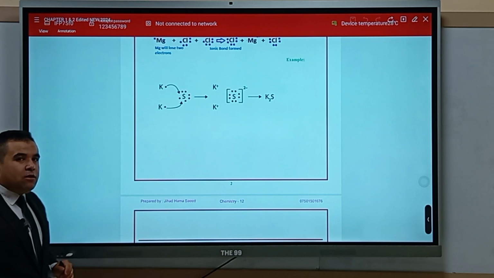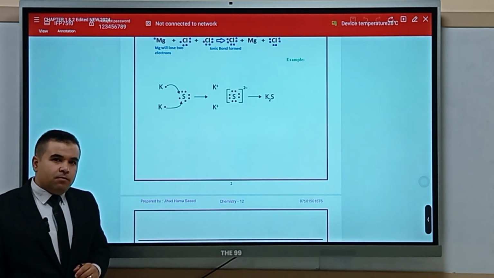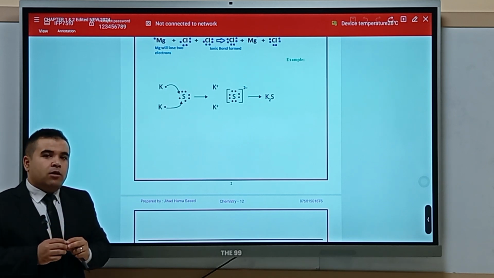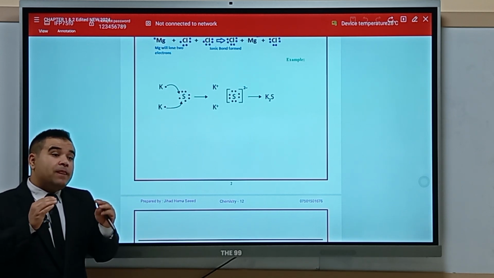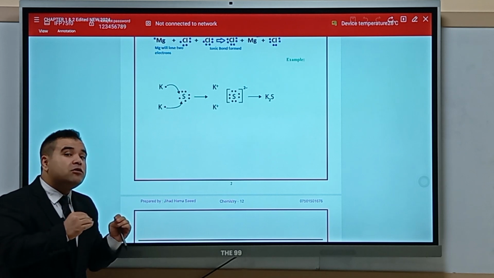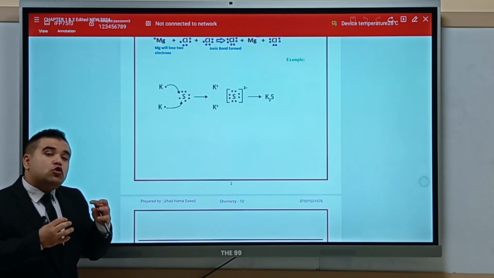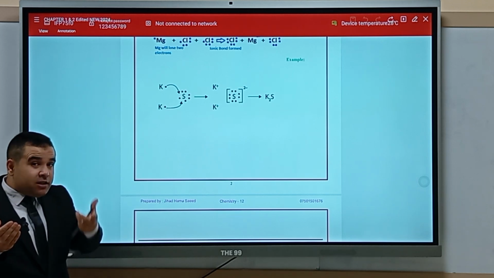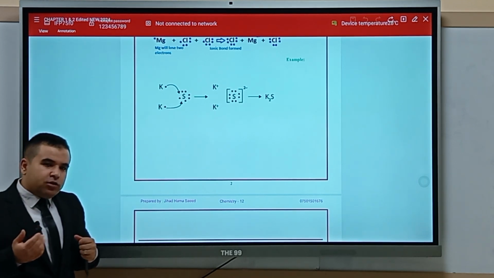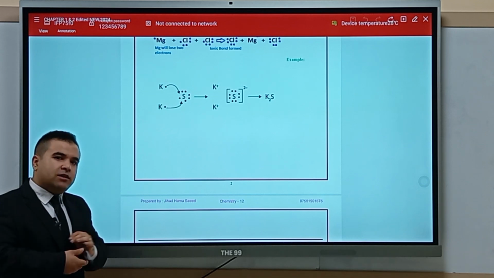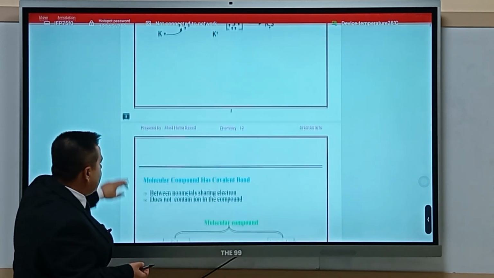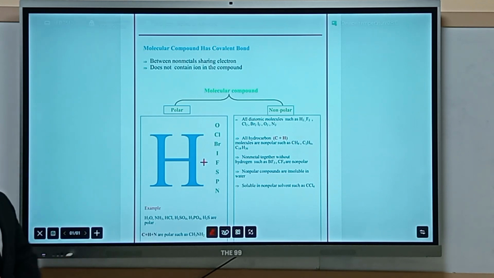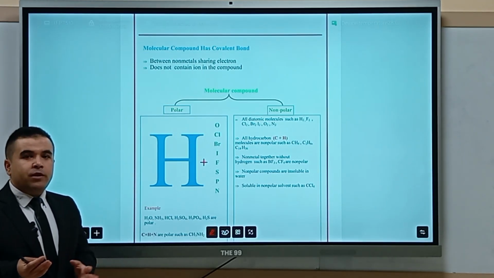And keep in mind, guys, for the ionic compounds, the main condition is what? There should be a bond between metal and non-metal. And usually the metal is losing electrons and becomes a positive cation, and the non-metal gains electrons and becomes negative, we mean the anions. For the molecular compounds, guys, we have 2 types of molecular compound.